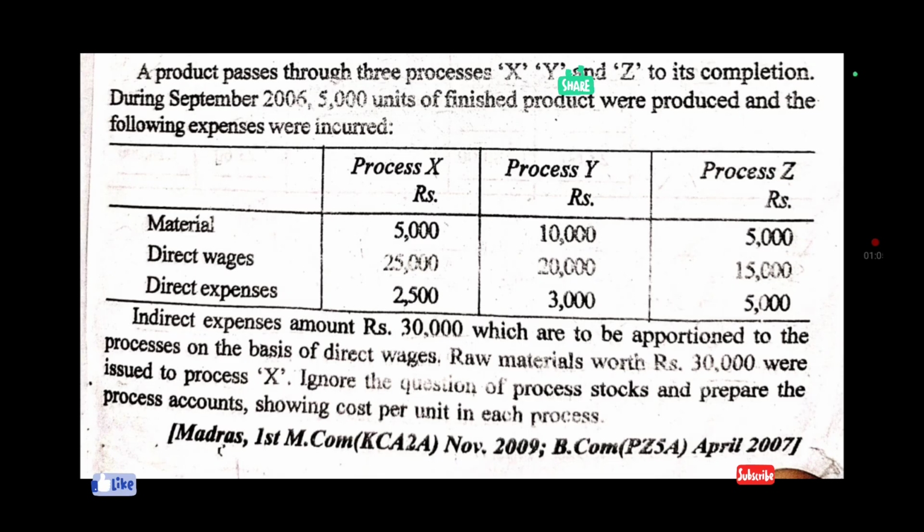Raw materials worth 30,000 rupees are given below. It will be entered on process X account. Ignore the question of process stock and prepare the process account showing the cost per unit of each process. So from the given data, we need to prepare process X account, process Y account, process Z account. Apart from that, we need to prepare the cost per unit of each process.